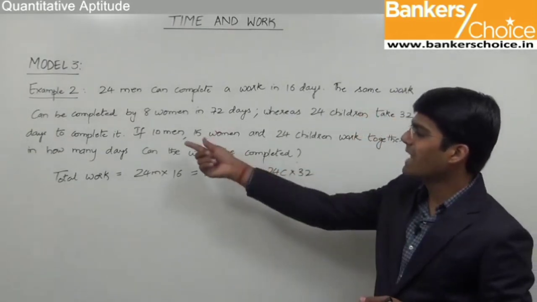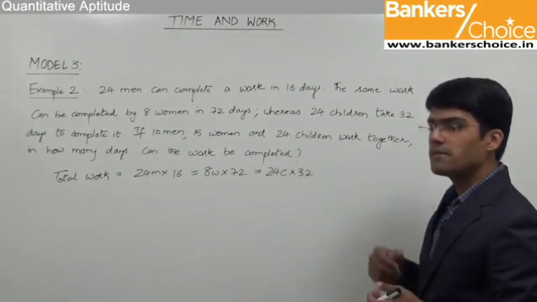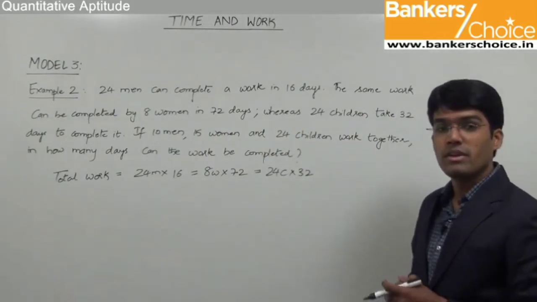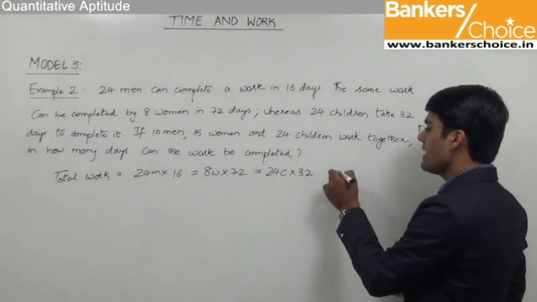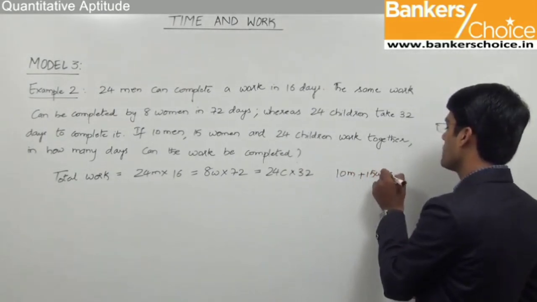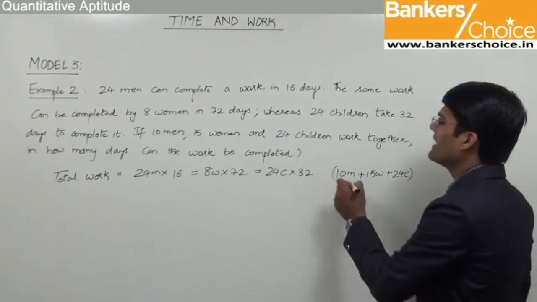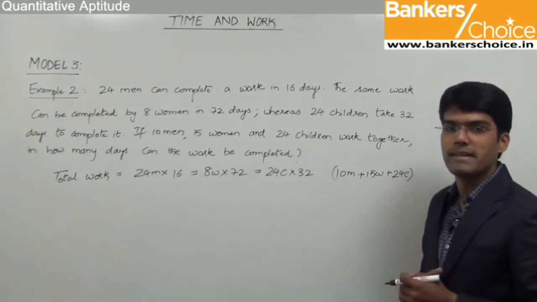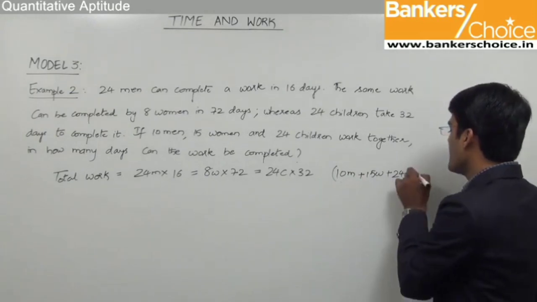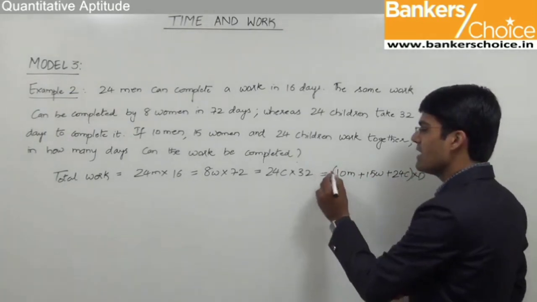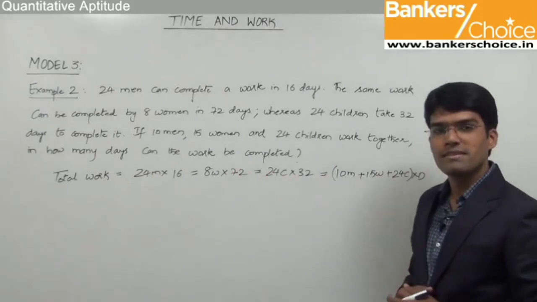And the question is, if 10 men, 15 women and 24 children work together, in how many days can the work be completed? So we need to find out the number of days required when 10 men, 15 women and 24 children work together. Let us assume that the number of days required by this group altogether will be D days. So these many persons into the number of days, D, will be the total work. Again, this can be equated to the total work in all the previous cases.